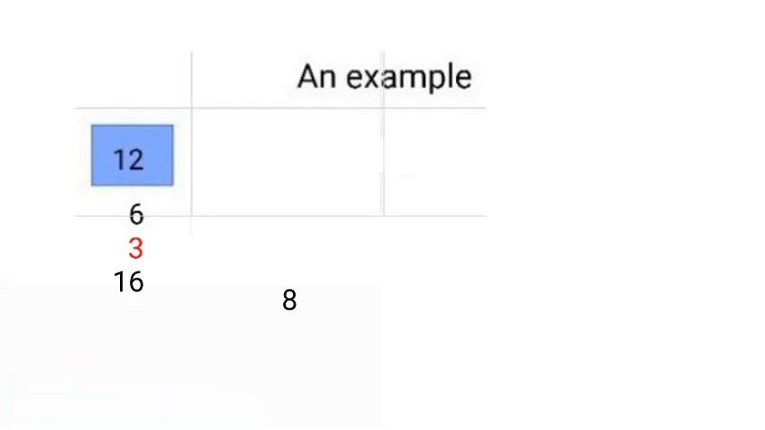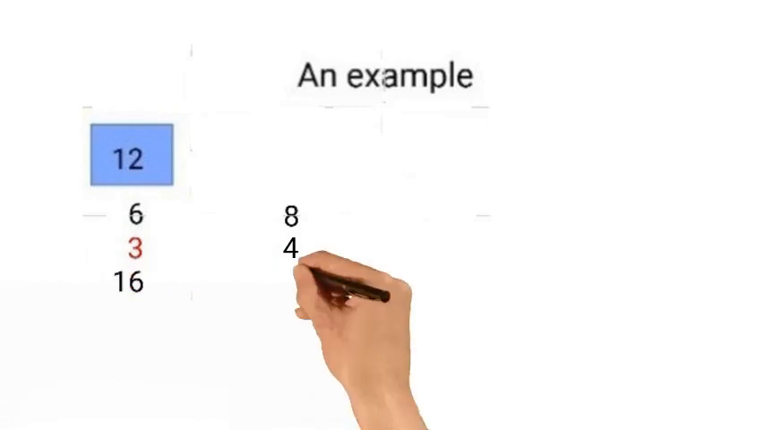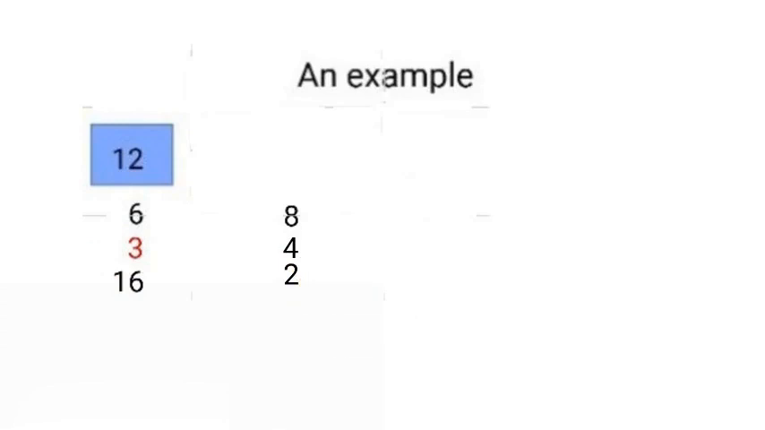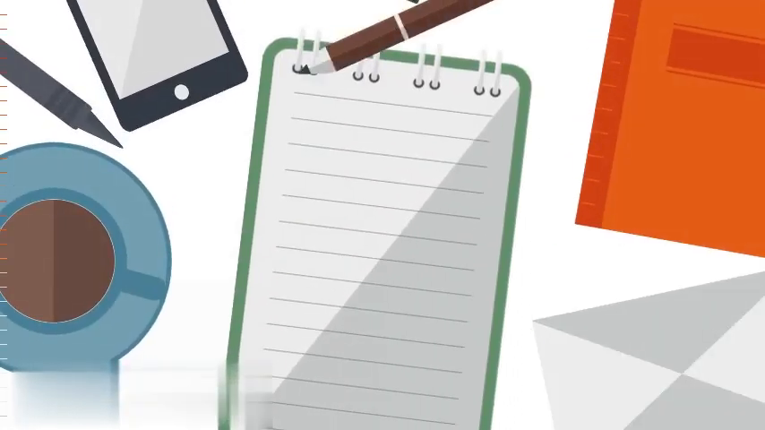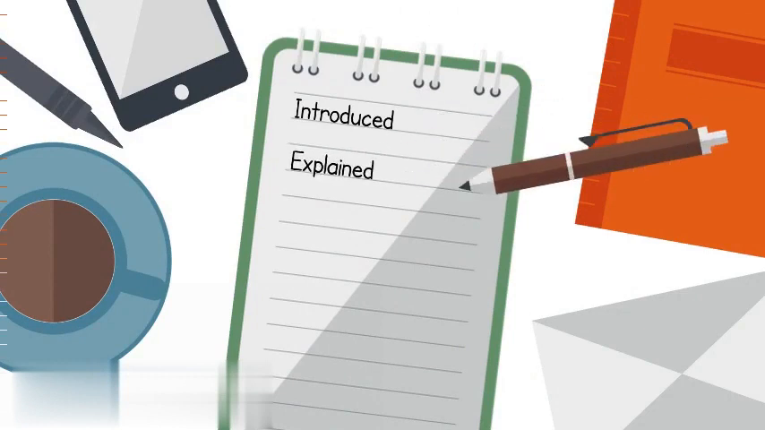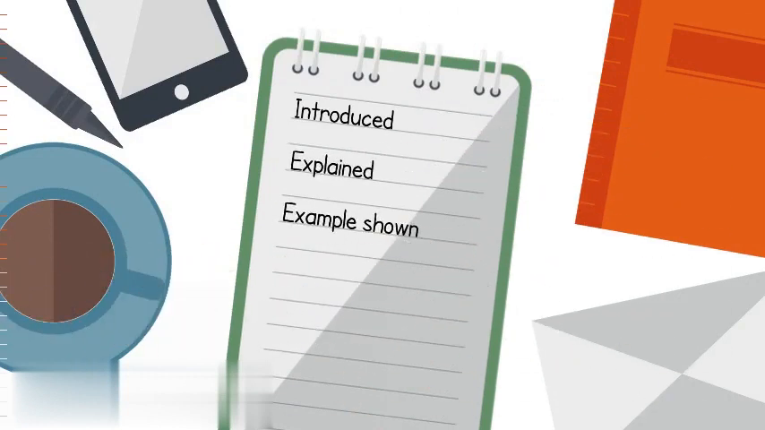Let's move the number to have more space. Remember that we shouldn't stop until we get to 1. 8 divided by 2 is 4. And 4 divided by 2 equals 2. Finally, we come to the last division, which ends in 1. We can see that if you start with number 12, you end up with 1. In the first 2 minutes I introduced you to the Collatz conjecture, explained it, and showed it with an example.